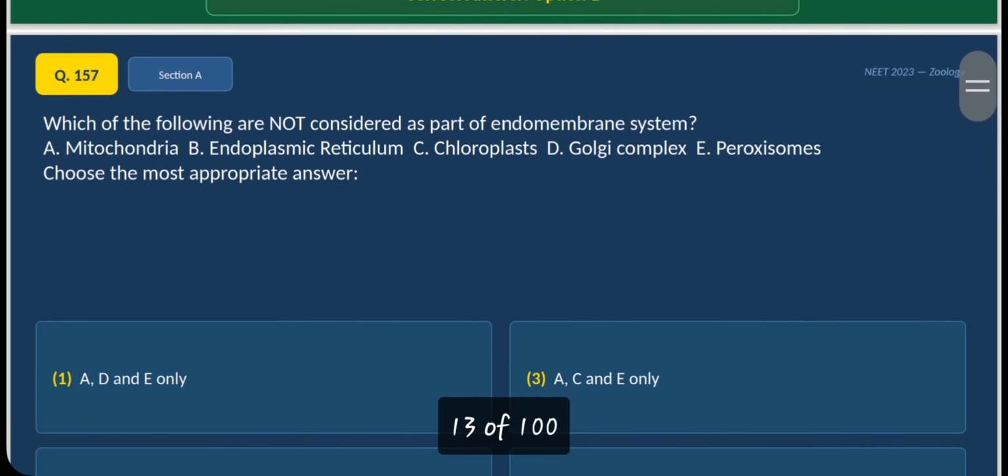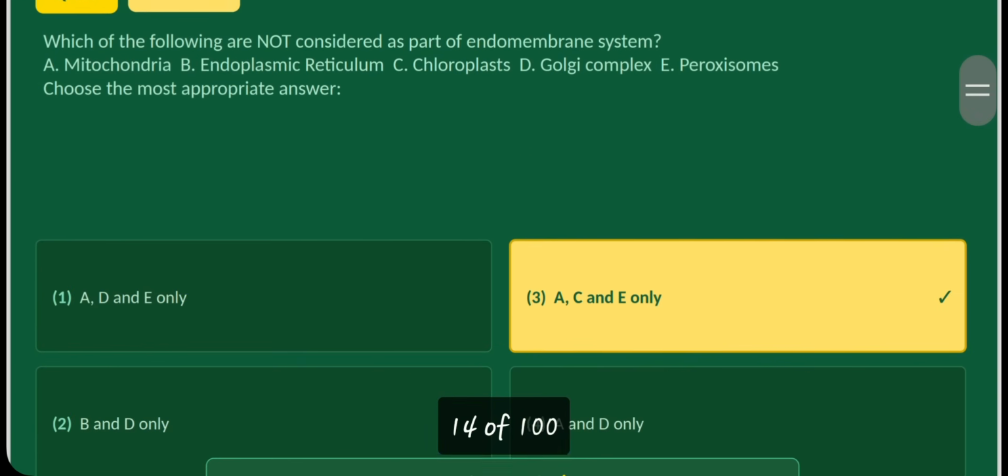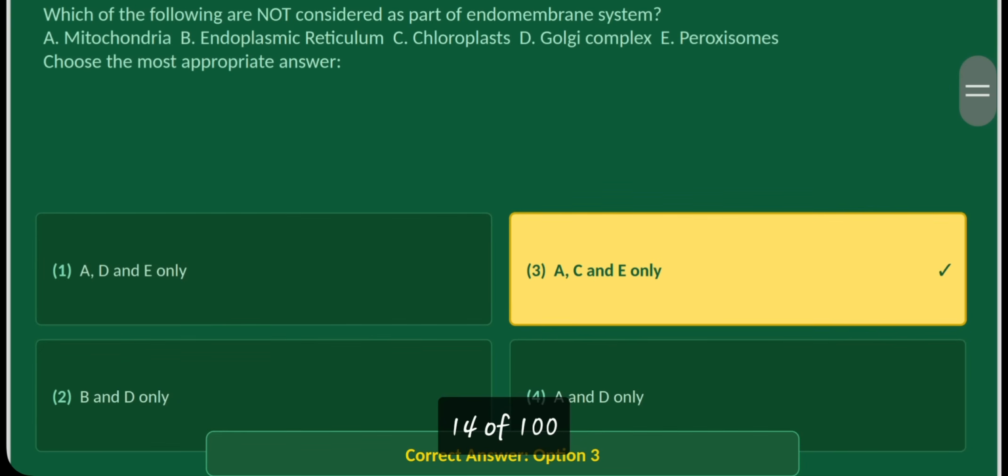Which of the following are not considered as part of the endomembrane system? The endomembrane system has four components. You know them as vacuoles, Golgi complex, endoplasmic reticulum, and lysosomes. So mitochondria is not a part of the endomembrane system. A, mitochondria; B, chloroplast; C, peroxisome. The correct answer for which are not part of the endomembrane system is A, C and E only. So the third option is correct. Mitochondria, chloroplasts, and peroxisomes are not part of the endomembrane system.